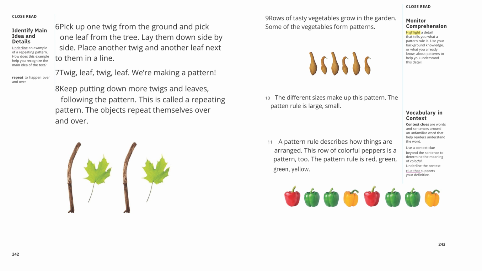Rows of tasty vegetables grow in the garden. Some of the vegetables form patterns. The different sizes make up this pattern. The pattern rule is large, small. A pattern rule describes how things are arranged. This row of colorful peppers is a pattern too. The pattern rule is red, green, green, yellow.